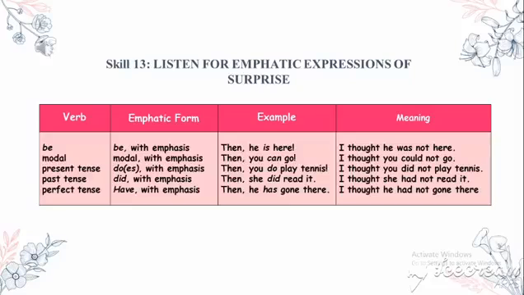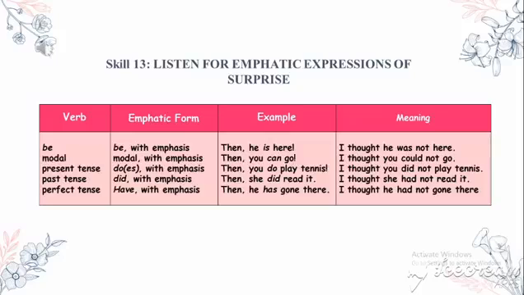The verb be, the emphatic form is be with emphasis, and the example is "then he is here," and the meaning is "I thought he was not here." The verb modal, the emphatic form is modal with emphasis. The example is "then you can go." The meaning is "I thought you could not go." The verb present tense, the emphatic form is do, in parentheses es, with emphasis. The example is "then you do play tennis." The meaning is "I thought you did not play tennis."